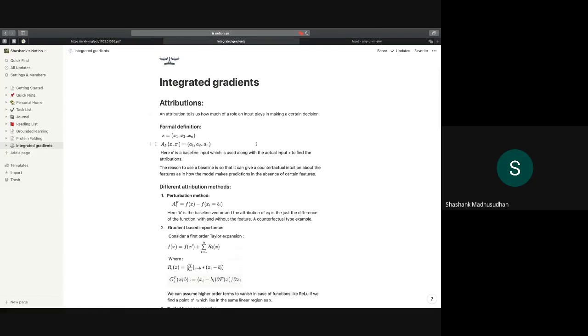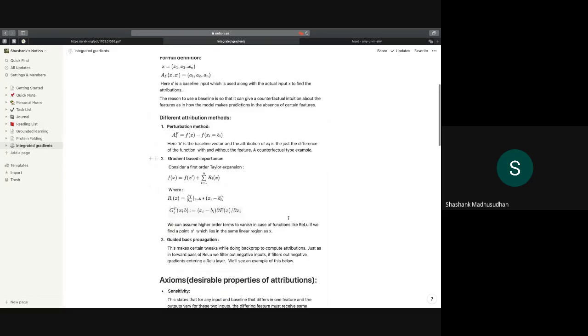The reason they use this is it gives a counterfactual dimension to the problem. Humans have counterfactual intuition, so they can say that if this didn't happen, then my output would have been like so. And that's why they use a baseline here.